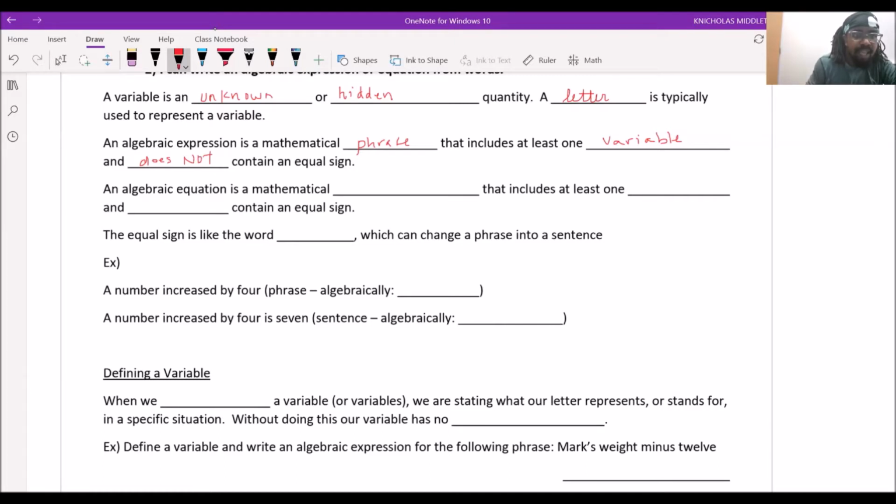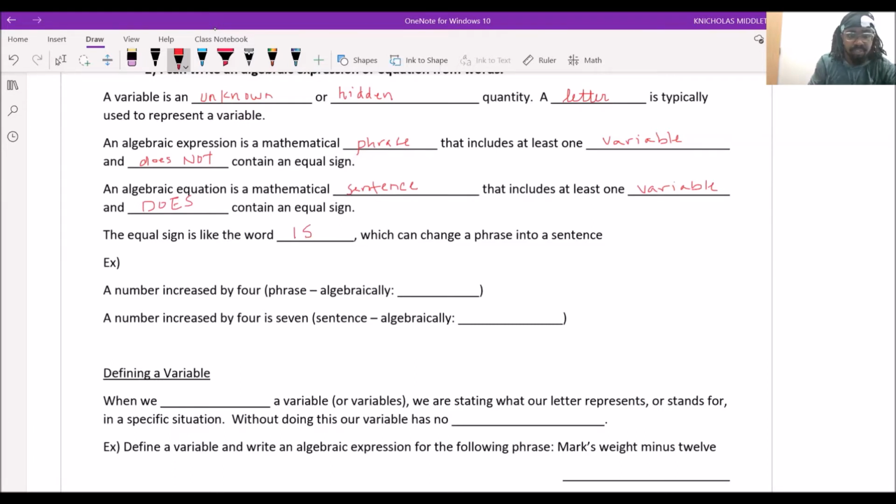Okay, an algebraic equation is a mathematical, instead of saying phrase here, we're going to say sentence. So these words kind of start off the same, with the E, expression and equation, but an expression does not have an equal sign. An equation has an equal sign. It includes at least one variable and does contain an equal sign. The equal sign is like the word "is," which can change a phrase into a sentence.